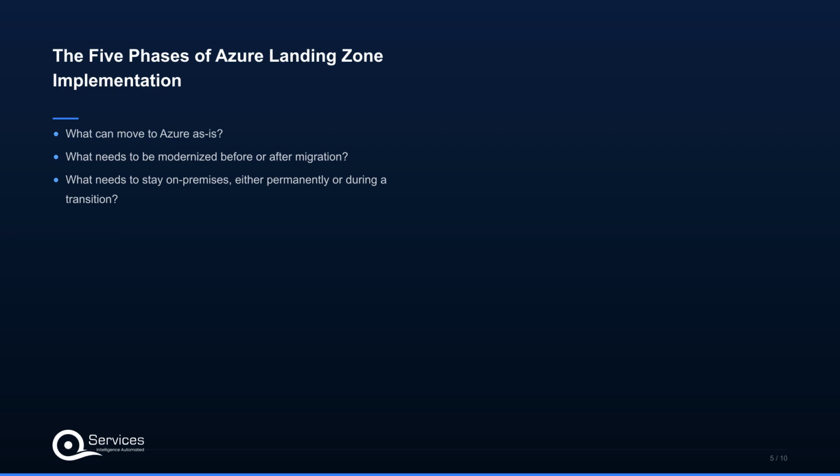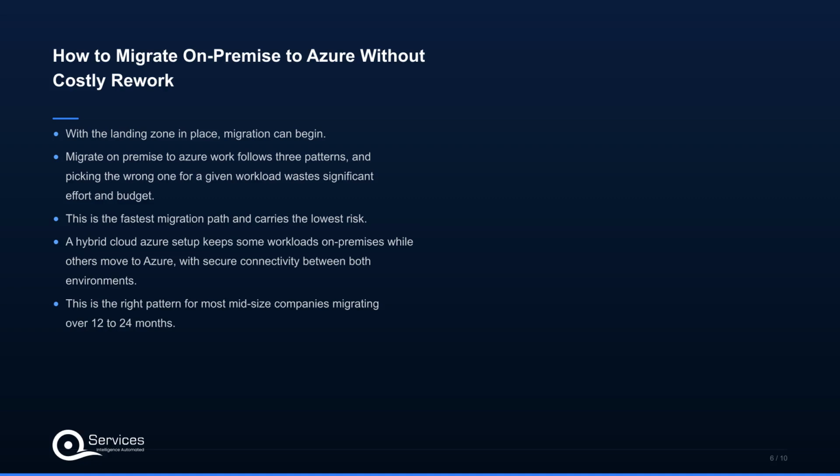It answers 3 questions. A thorough assessment also catches circular application dependencies, legacy software on unsupported operating systems, and undocumented integrations between systems. These are blockers that cost the most to resolve mid-migration when teams are already committed to a timeline. Now, next up, how to migrate on-premise to Azure without costly rework.